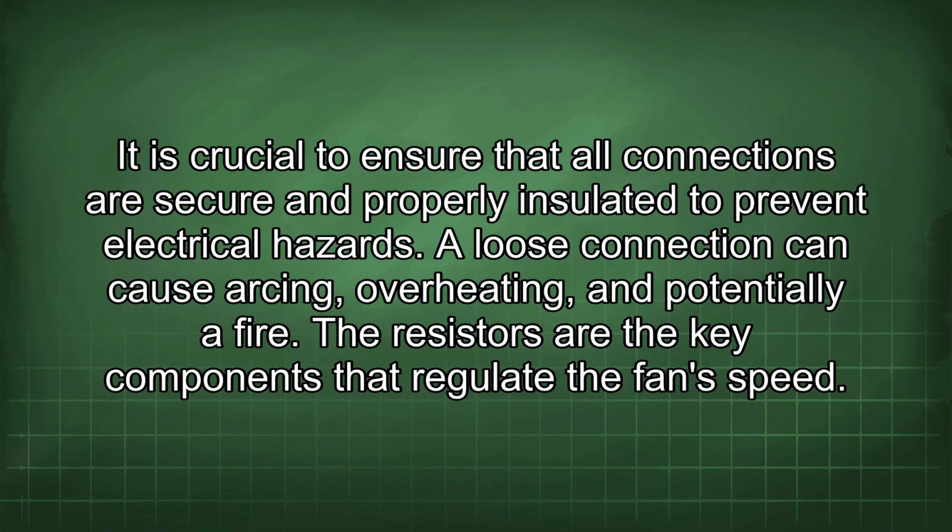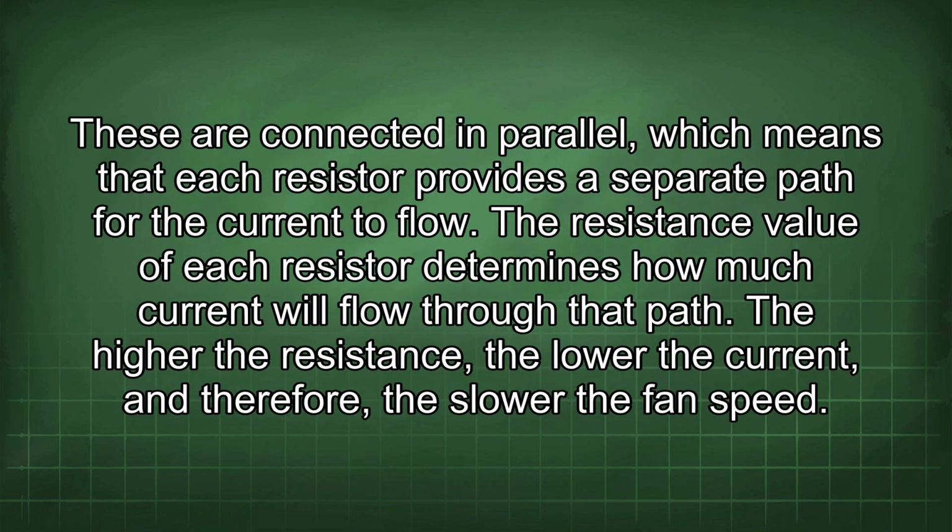The resistors are the key components that regulate the fan speed. These are connected in parallel, which means that each resistor provides a separate path for the current to flow. The resistance value of each resistor determines how much current will flow through that path. The higher the resistance, the lower the current, and therefore, the slower the fan speed.